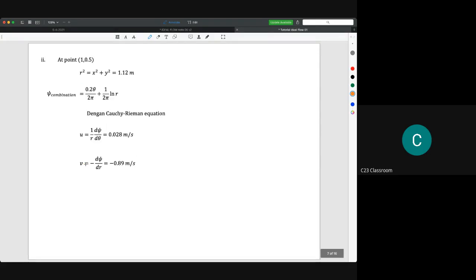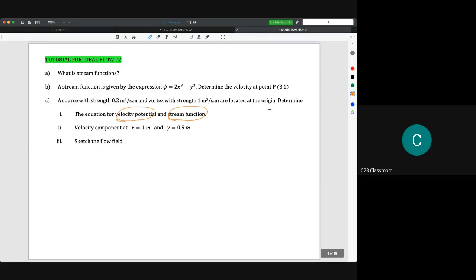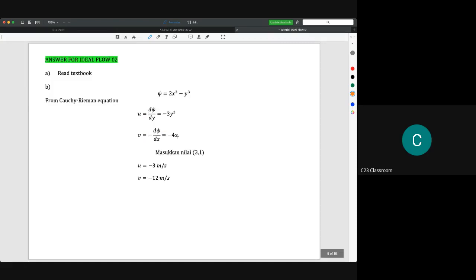So let's say we have 0.1 and 0.5. This coordinate is actually taken from the question, because it gives that x is equal to 1 and y is equal to 0.5 meters. So we rearrange the location here as Cartesian coordinates. So we write as x and y. You could see from the question here, we have x and we have y here.